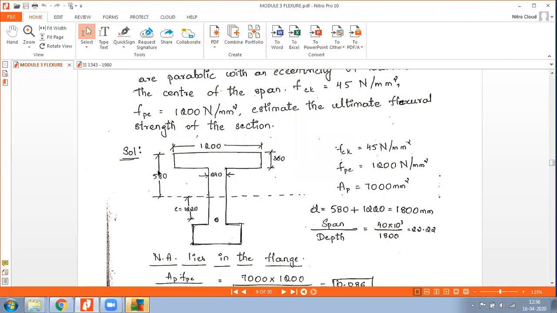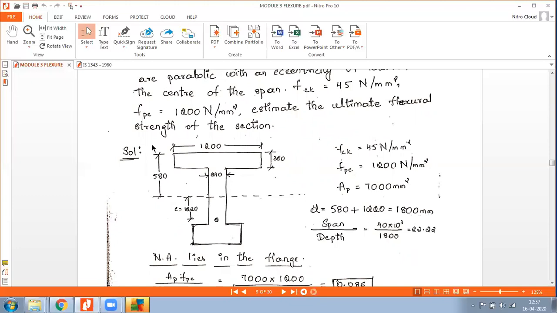Now, once we know these two values, that is the position of the neutral axis and the eccentricity, if we add these two, that will be the effective depth of the section. That is, effective depth is equal to 580 mm plus 1220 mm, which is equal to 1800 mm. Small d is equal to 1800 mm.